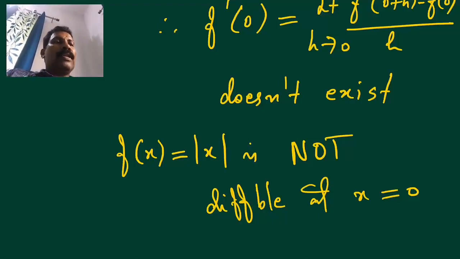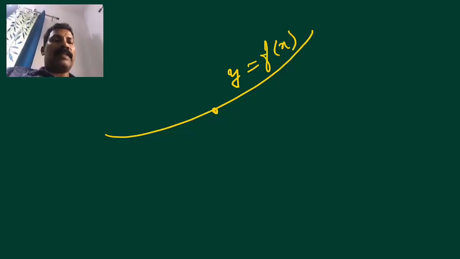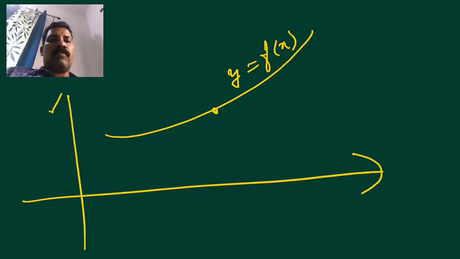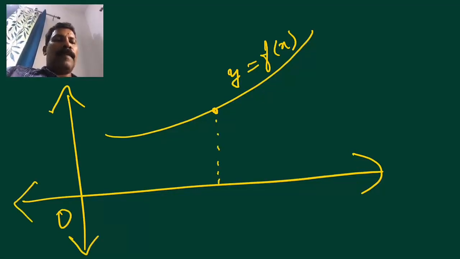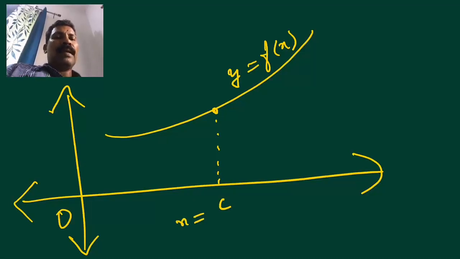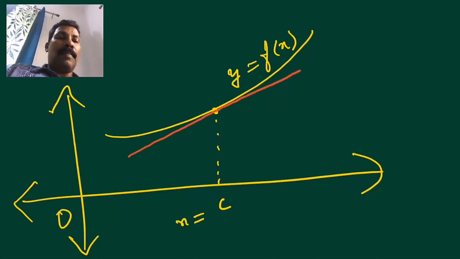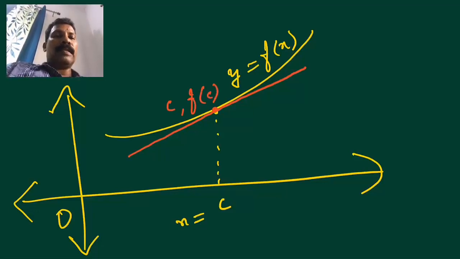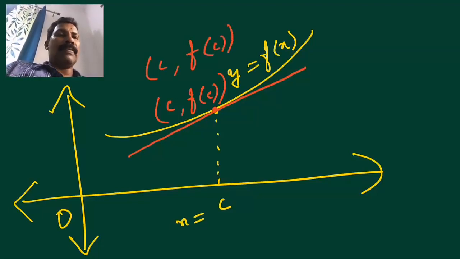The geometrical meaning of the derivative is nothing but this. Suppose this is the curve y is equal to f of x, and this is the x-axis, y-axis, origin. Let this point be x equal to c. This point is (c, f(c)), that is, the x-coordinate is c and the y-coordinate is f of c, because the function is y is equal to f(x).